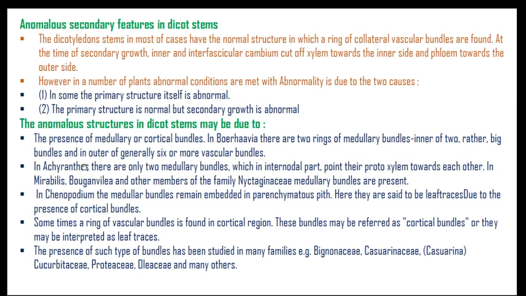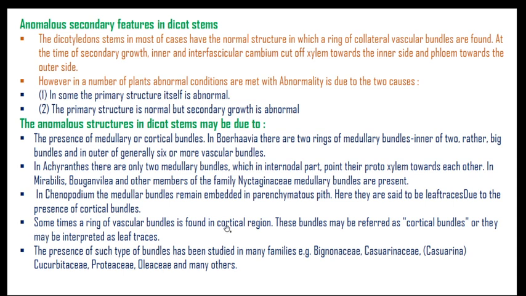In the case of Achyranthes, there are only two medullary bundles which in the internodal part point their protoxylem towards each other. Then in Mirabilis, Bougainvillea and other members of the family Nyctaginaceae, medullary bundles are present. In Chenopodium, the medullary bundles remain embedded in parenchymatous pith. Here they are said to be leaf traces due to the presence of cortical bundles. So these are some reasons.